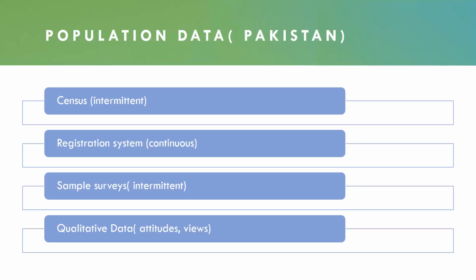So for population data, in Pakistan, 4 sources of data tools are used. One is the census, that is an intermittent process. Second is the registration system, that is the continuous process. And third is the sample surveys. This is also an intermittent process, and qualitative data is also used that focuses on the attitudes and the views.